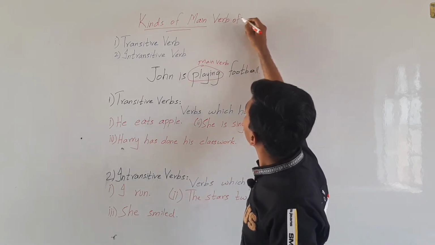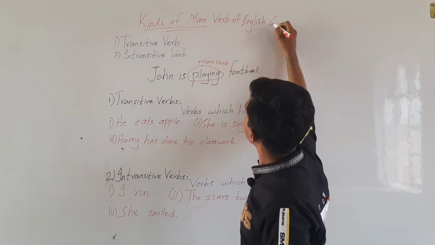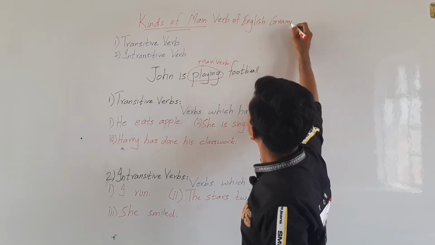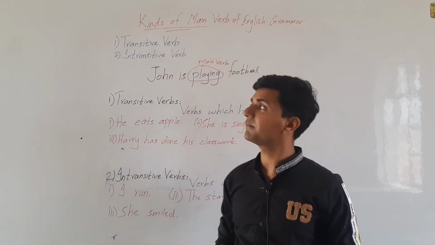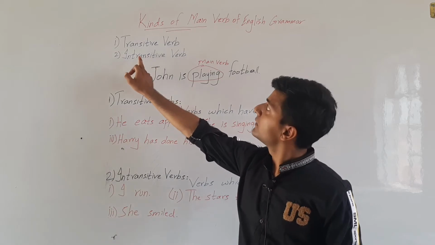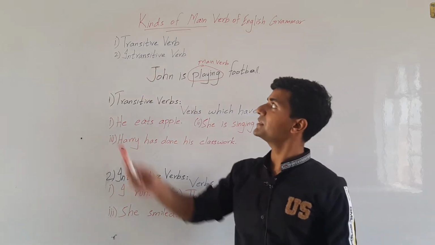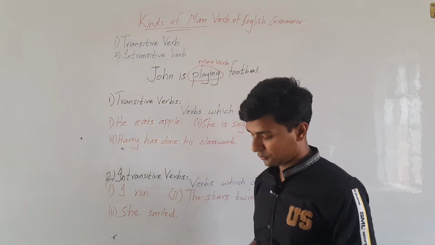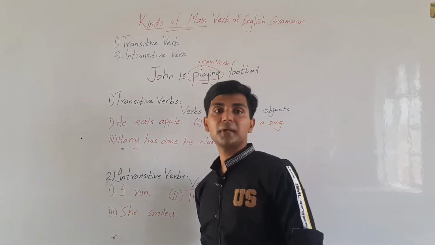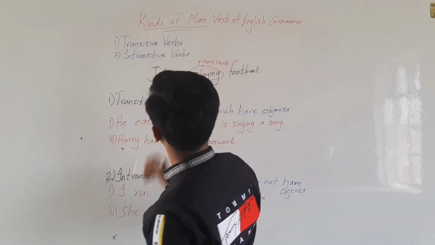Now we start. First is the transitive verb, and the second kind is the intransitive verb. Here are written transitive verbs and intransitive verbs. Now we have to clear up what transitive verbs are and what intransitive verbs are.